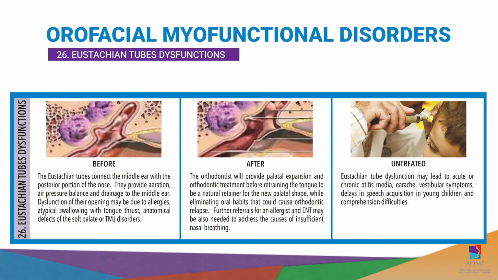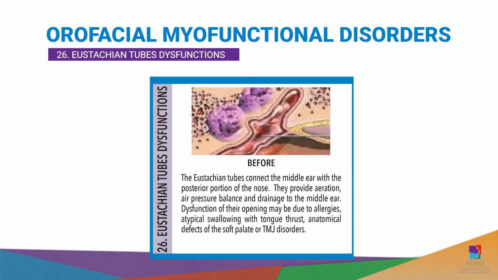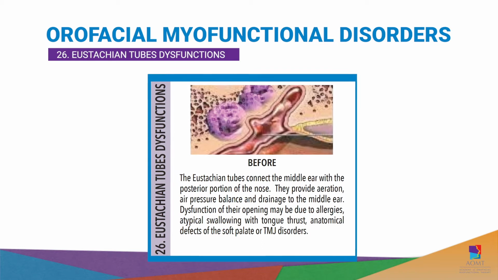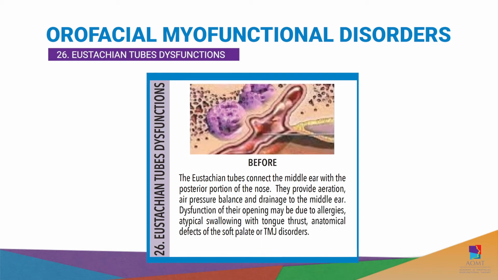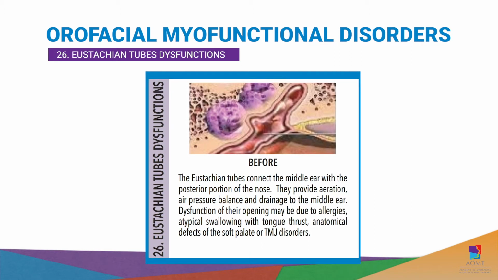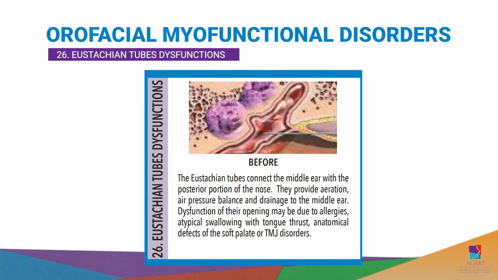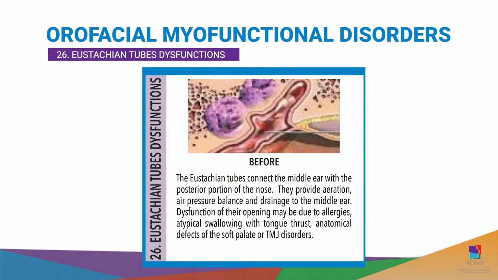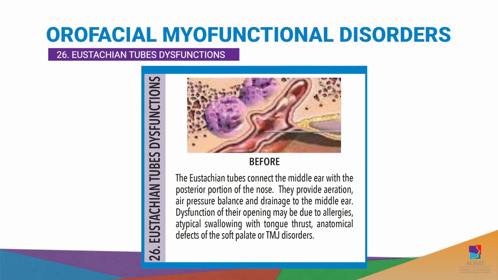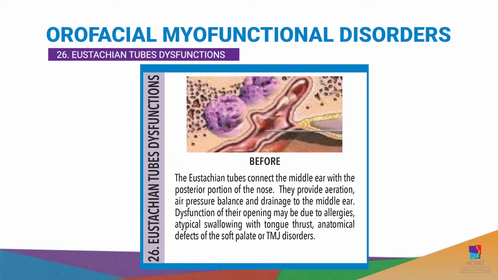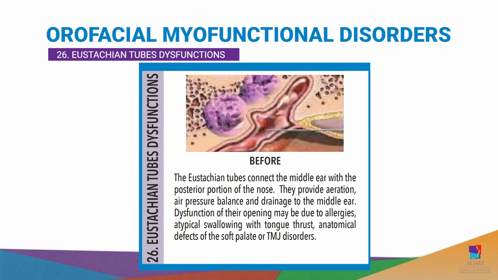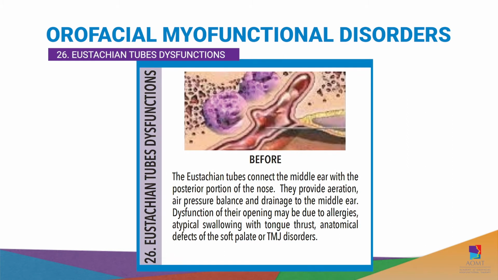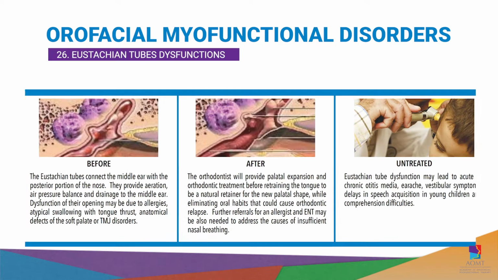26. Eustachian tube dysfunction. The eustachian tubes connect the middle ear with the posterior portion of the nose. They provide aeration, air pressure balance, and drainage to the middle ear. Dysfunction of the opening may be due to allergies, atypical swallowing with tongue thrust, anatomical defects of the soft palate, or TMJ disorders. Also, a restricted maxilla may impact.